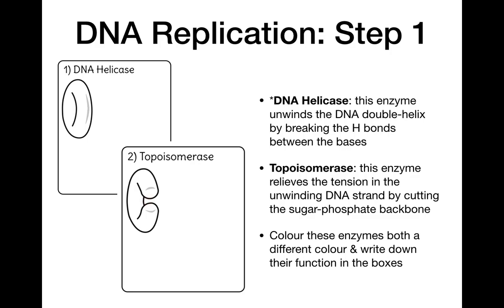Okay, so DNA helicase is our first one. Here's DNA helicase. It's the subject of one of my favorite biology pickup lines, and it's going to unwind the double helix by breaking the hydrogen bonds between bases. Remember, our adenine and thymine have 2 hydrogen bonds to hold them together, and our cytosine and guanine have 3. So to unwind the helix, we have to break those bonds, and that's what DNA helicase does.